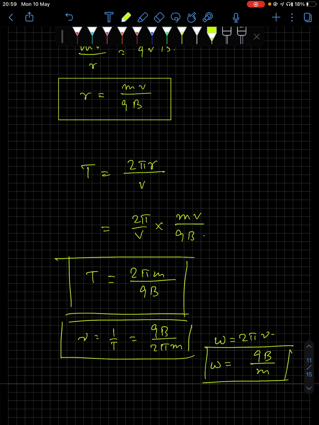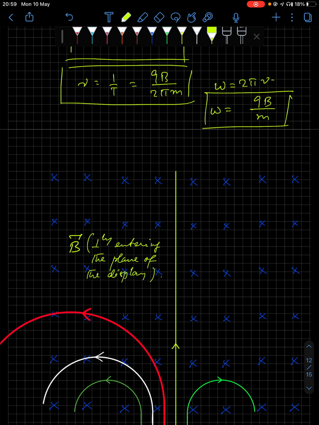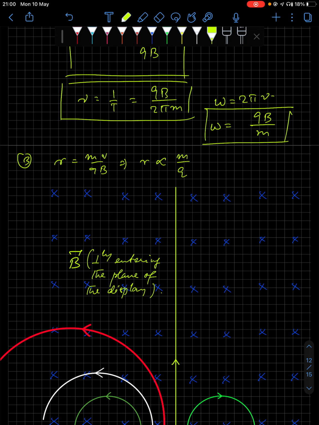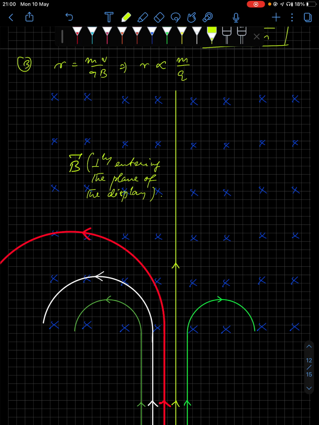Point number 3, to understand that, let's see this diagram. So note number 3 is for the radius, r equal to mv by qB. Now when velocity and magnetic field are constant, for a given velocity for all the charged particles and given magnetic field, r is proportional to mass by charge ratio, right? So r is proportional to mass by charge ratio.